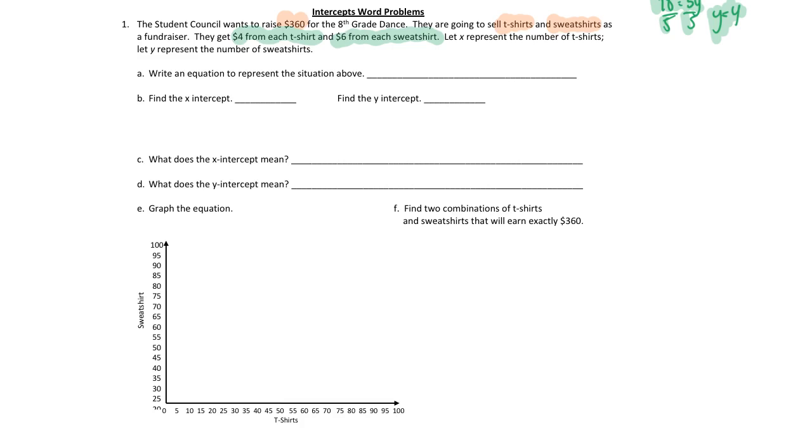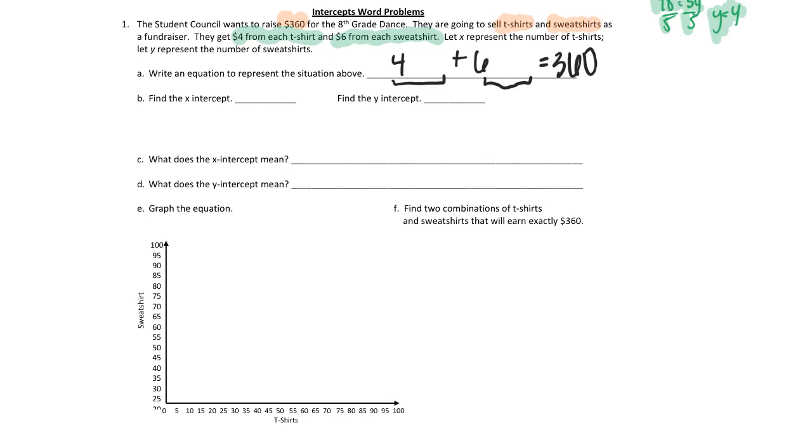Well, we know that they need $360. That's going to come from t-shirt sales and sweatshirt sales. They get $4 from each t-shirt, $6 from each sweatshirt. But should we just add 4 plus 6? Of course not, because they're not just going to sell one t-shirt.